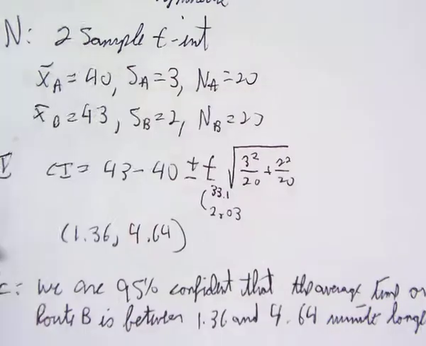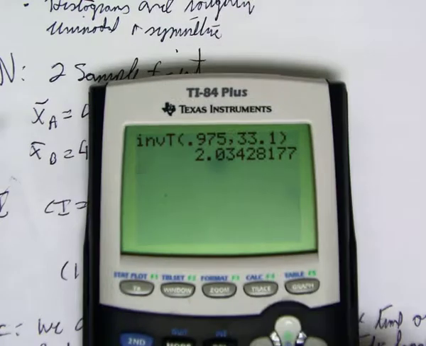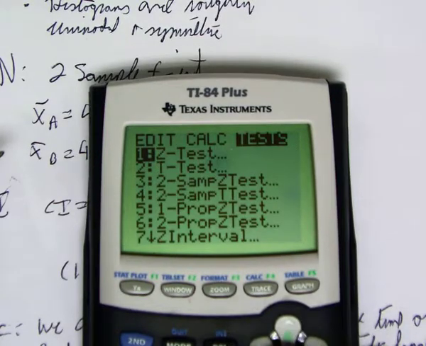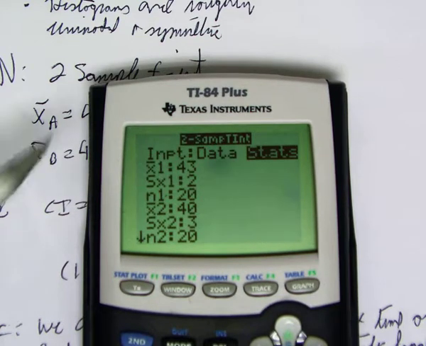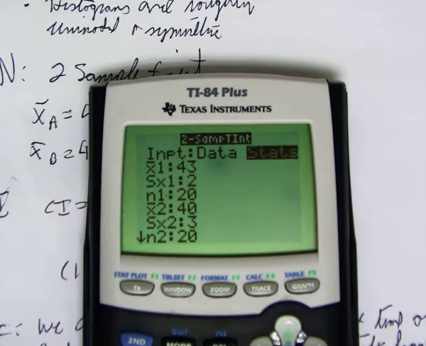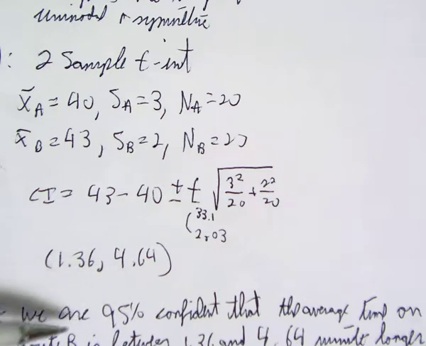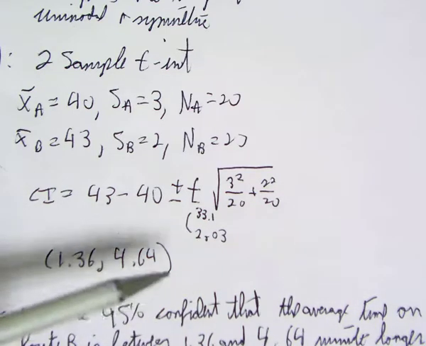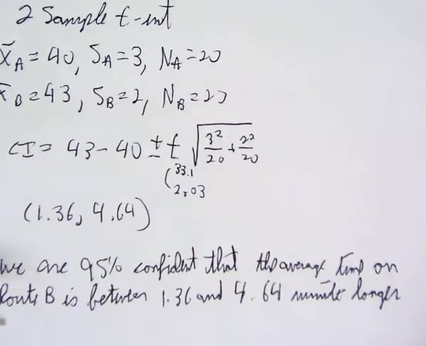Now, when you put this in the calculator, if you did your x bar sub 1 as 40 and your x bar sub 2 as 43, the only difference is these are going to be negative. So you would write this as we are 95% confident that the average time on route A is between 1.36 and 4.64 minutes shorter. Okay, that's all the negative means.